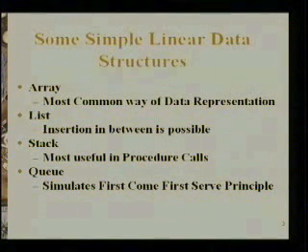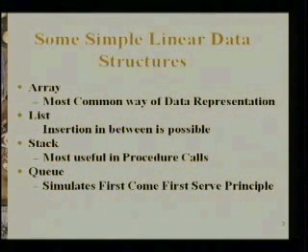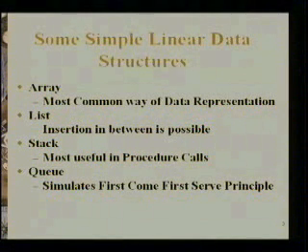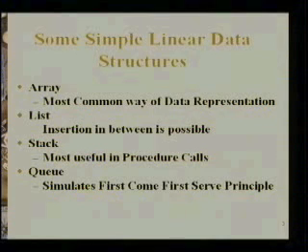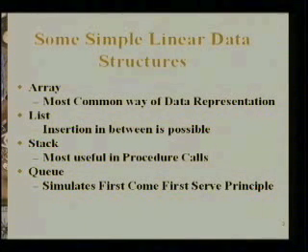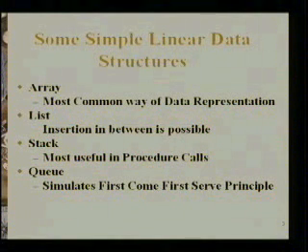There are several data structures, starting from arrays to AVL trees, but let me touch on different data structures before we go in depth on each of them. Some simple linear data structures are arrays, lists, stacks, and queues. Arrays are the most common way of representation, and lists, stacks, and queues can be represented using arrays or pointers. Whenever you represent a list, stack, or queue using an array, we say that the representation is linear. When you represent the same list, stack, and queue using pointers, we say that they are non-linear.